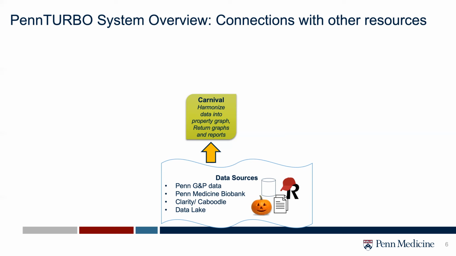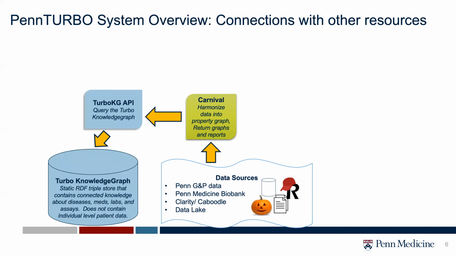And the Carnival clinical extension of the Carnival data model supports the execution of common investigatory tasks, including harmonizing complex patient, specimen, and healthcare information, patient cohort identification, case control matching, and the production of data sets for scientific analysis. Next, Carnival exports data through an application programming interface to the TURBO Knowledge Graph. The Knowledge Graph contains connected knowledge about diseases, meds, labs, and assays.